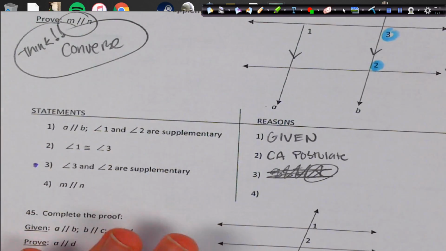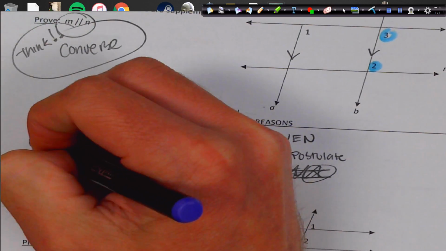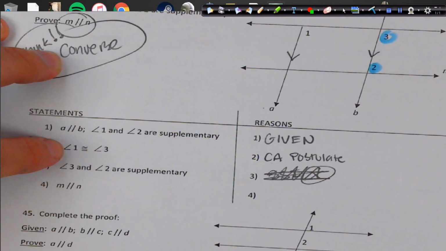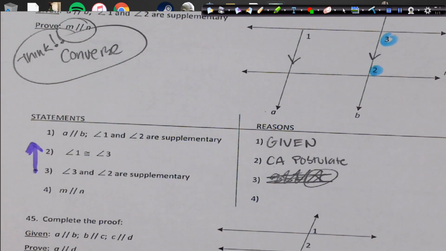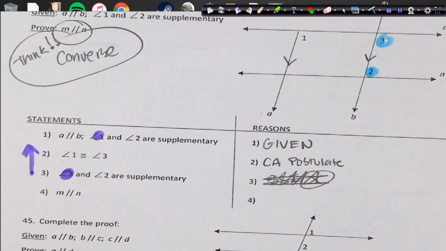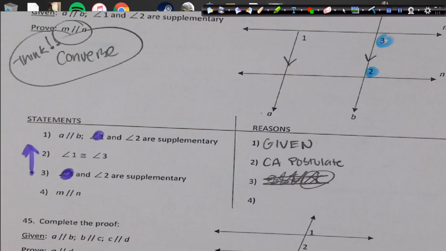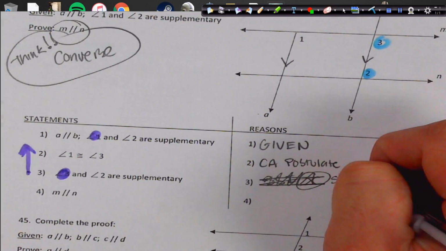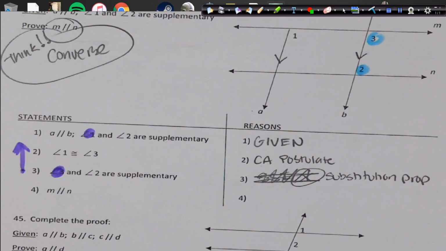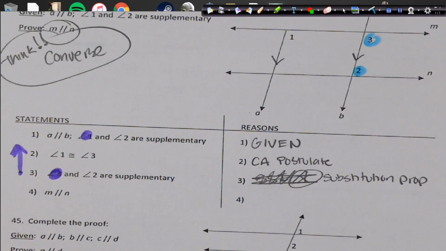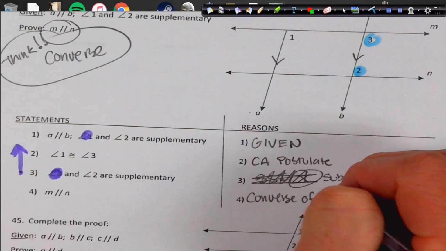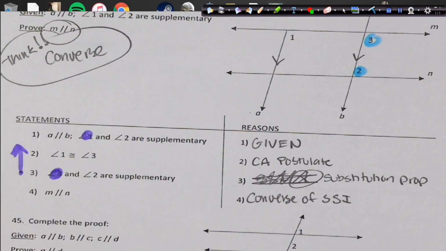So instead, I'm going to say, hey, I made this statement based upon what I had said before, right? So I said 1 and 2 are supplementary. 1 equals 3, now 3 and 2. Do you see how I am substituting here these two pieces? Okay, I probably should have done purple, but 1 and 3 are switching. So this is actually substitution property. Okay, that's what it is. And then, now that I've shown 3 and 2 are supplementary, those are same side interior, then I can use the converse of SSI. Okay?